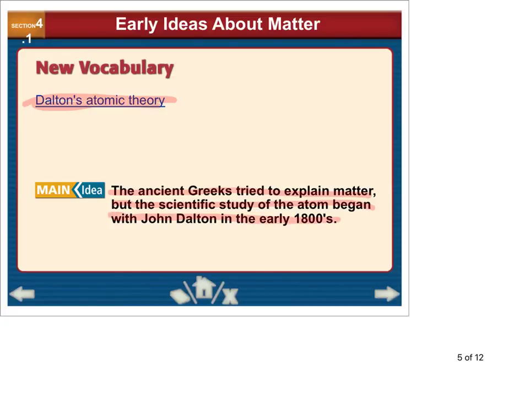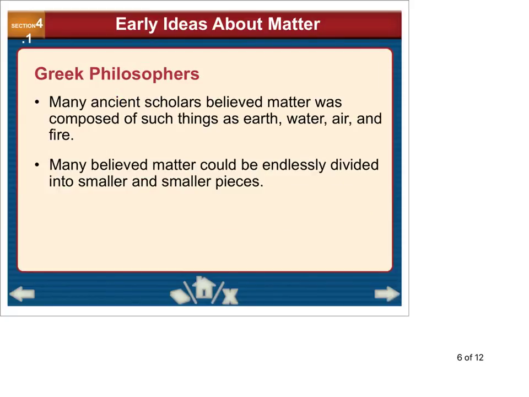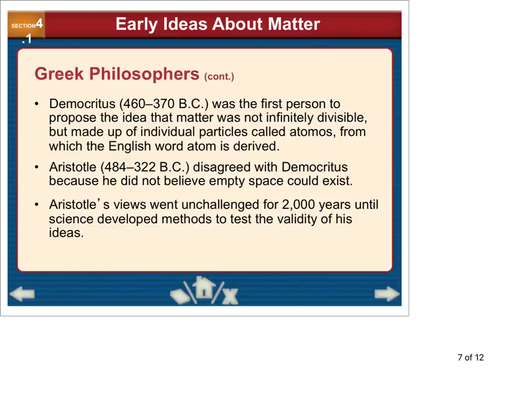Main idea for this section. Ancient Greeks tried to explain matter, but the scientific study of the atom began with John Dalton in the early 1800s. So, many ancient scholars believed matter was composed of such things as earth, air, water, and fire. Aristotle was one of the people that was involved with this. They thought it could be endlessly divided into smaller and smaller pieces.